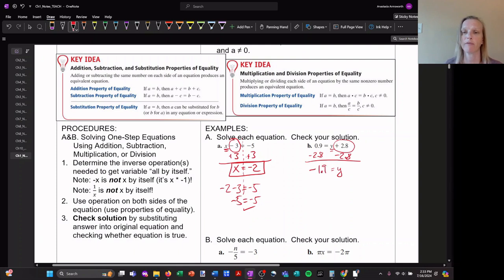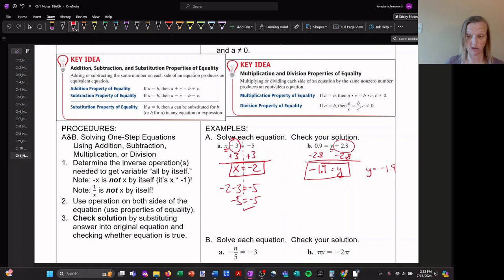Notice it doesn't matter whether my variable is on the left side of the equal sign or the right side of the equal sign. It's an equation. The thing on the left side of the equation equals the thing on the right side of the equation. If it makes you feel more comfortable, you can absolutely rewrite this as y equals negative 1.9. But it means the same thing.